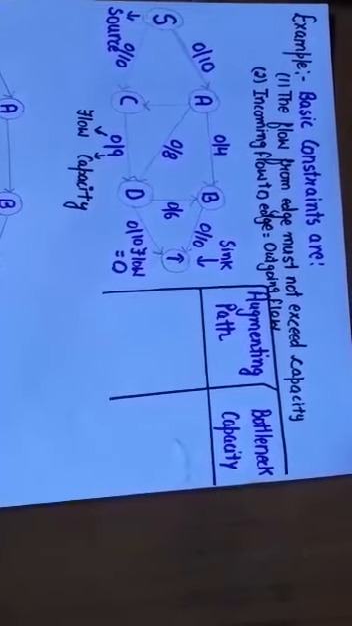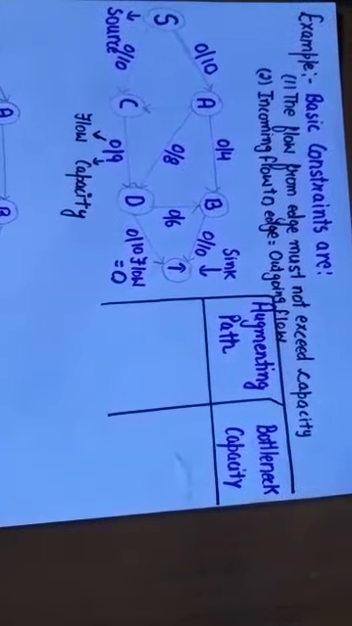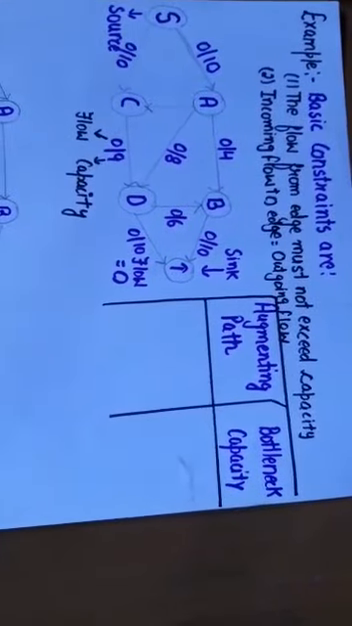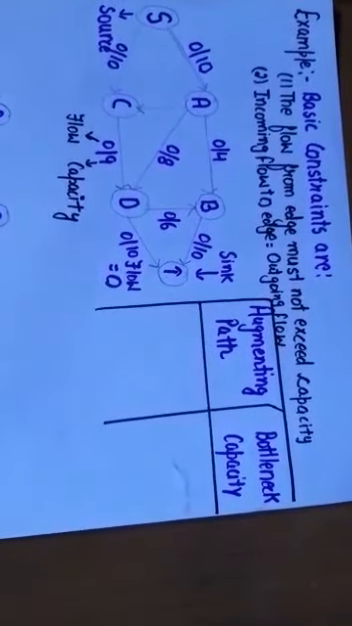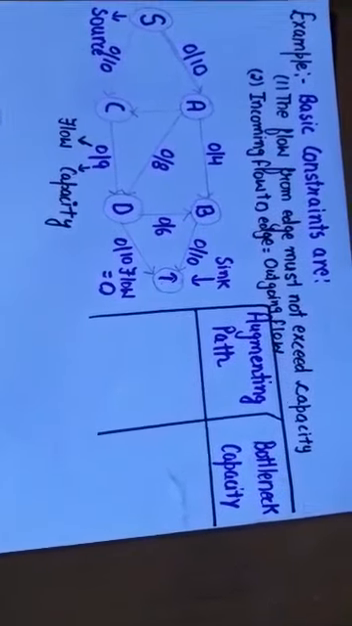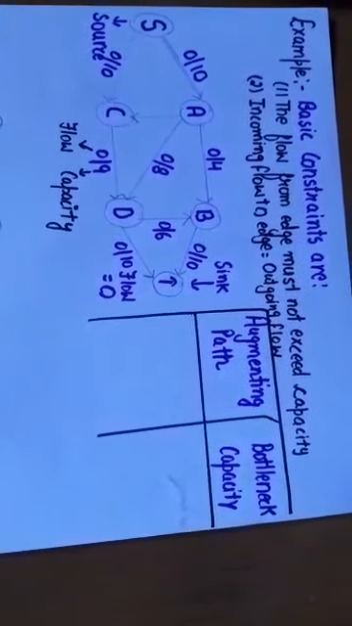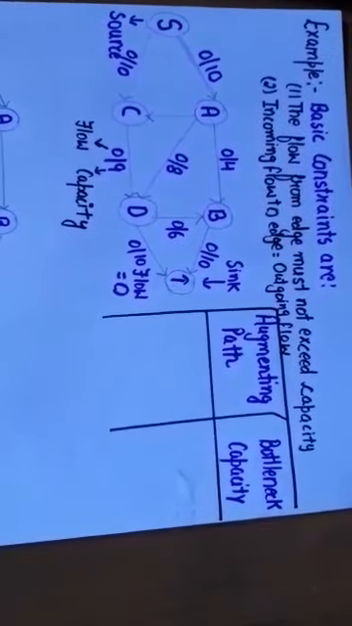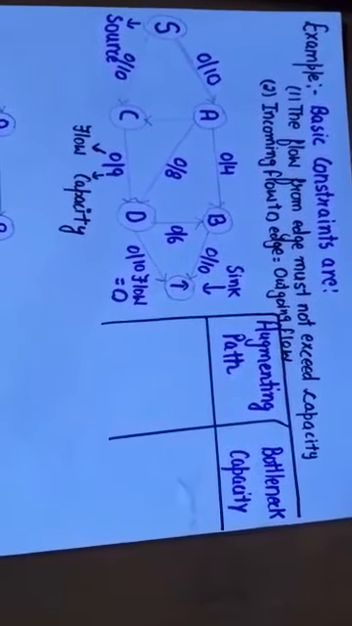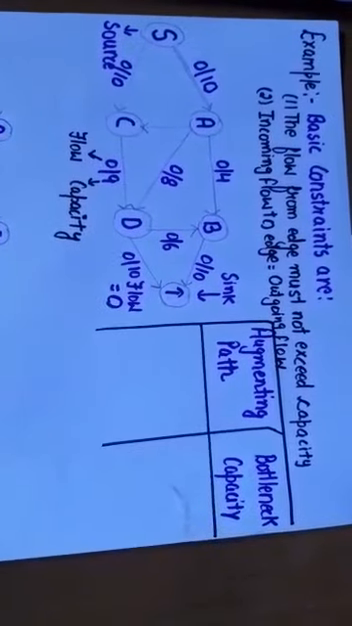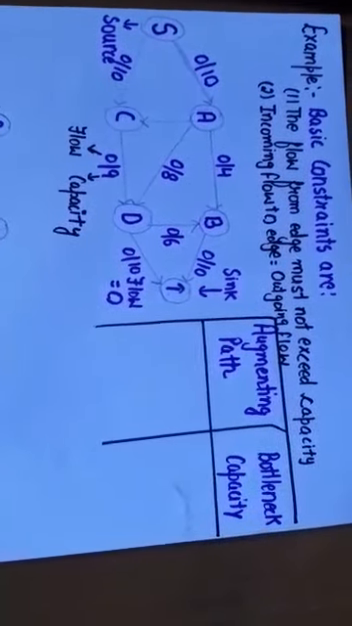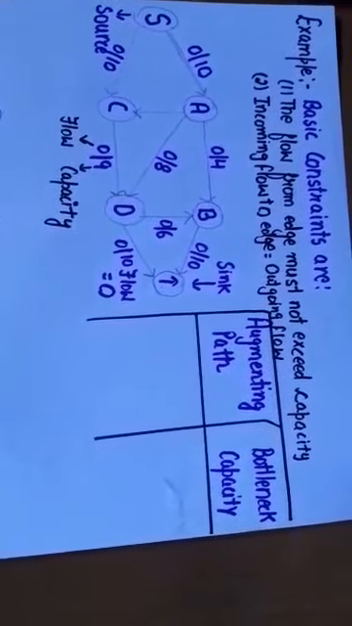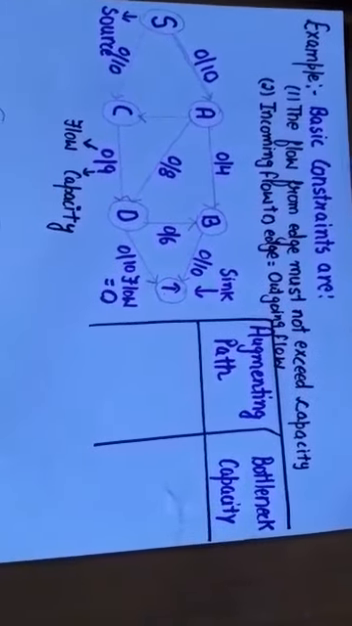So let's try to understand the Ford-Fulkerson algorithm through this example. Here I have written the basic constraints that are to be considered. I have already told you these constraints. Let's revise them. First, the flow through an edge must not exceed its capacity. Second, the incoming flow to a vertex is equal to the outgoing flow. It means the flow that is coming towards the vertex must go out of it, and the outgoing flow must not exceed the incoming flow, right?